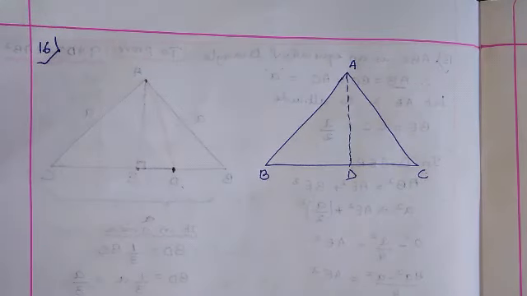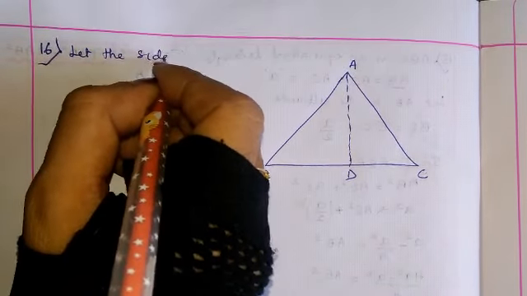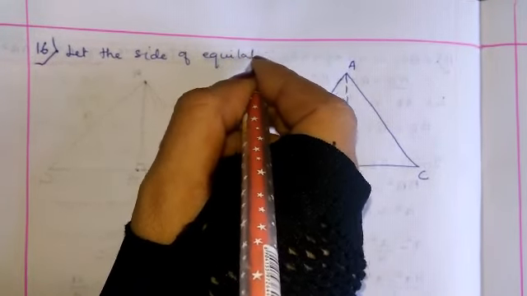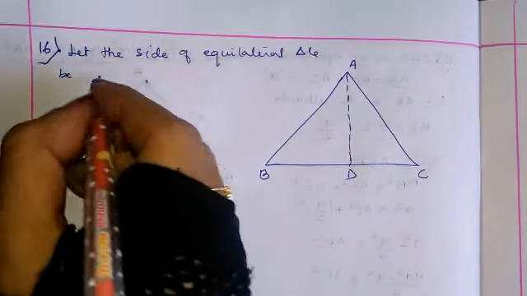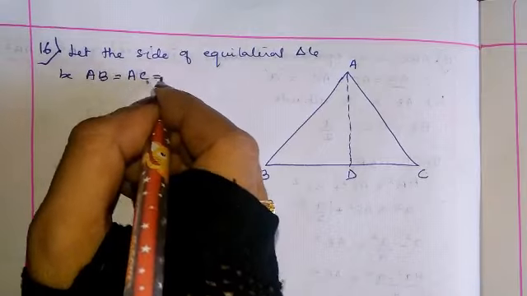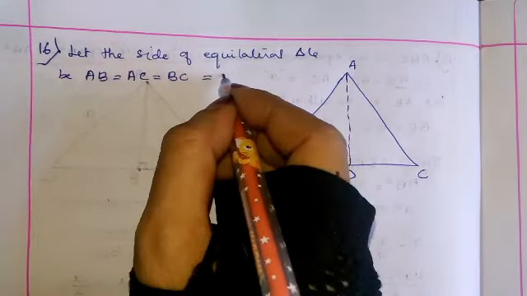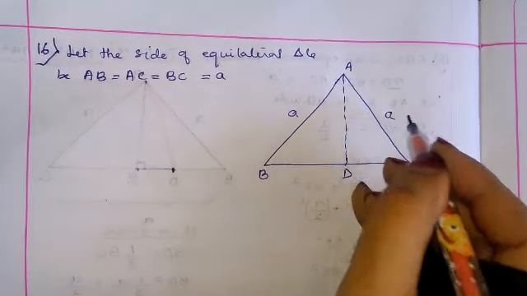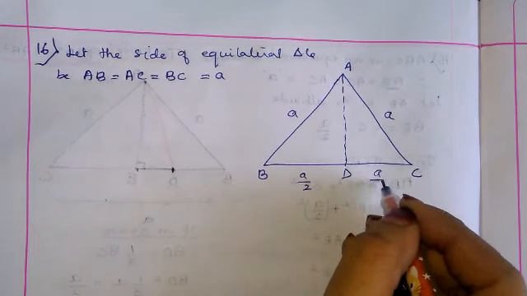Let the side of the equilateral triangle be, that is AB equal to AC equal to BC. They all are equal sides. The equilateral triangle's side is equal to A. Okay, this side also A, this is also A, then this will be A by 2 and A by 2, half.